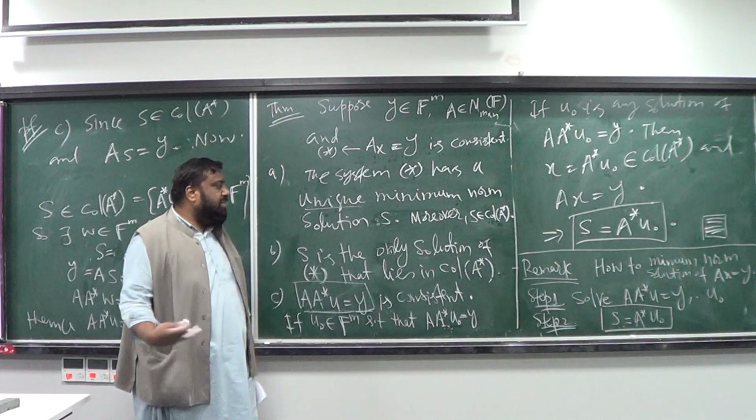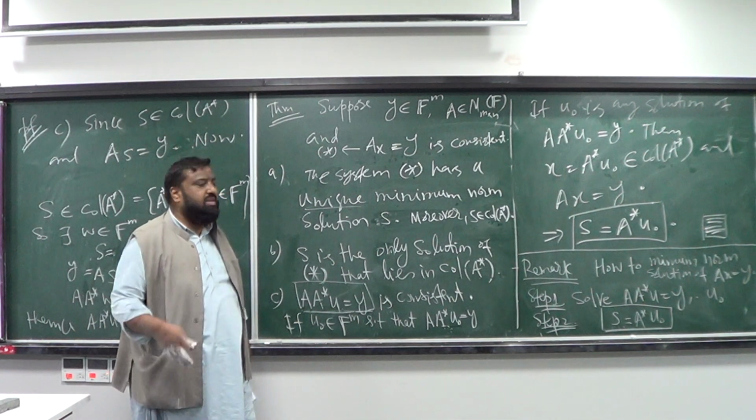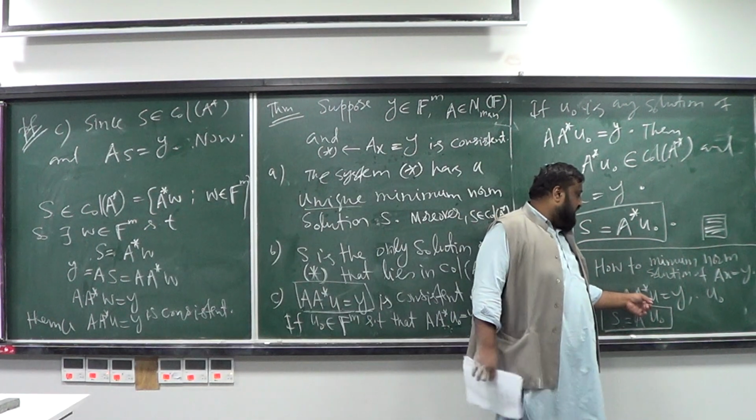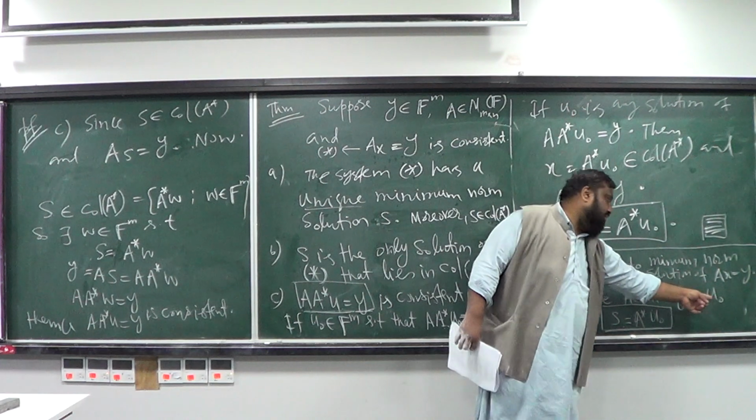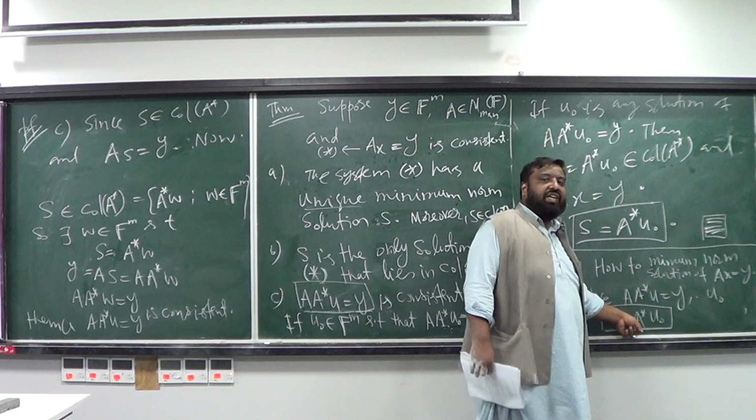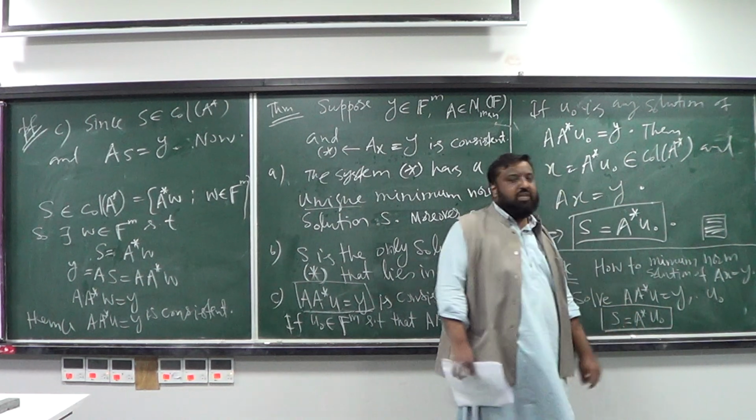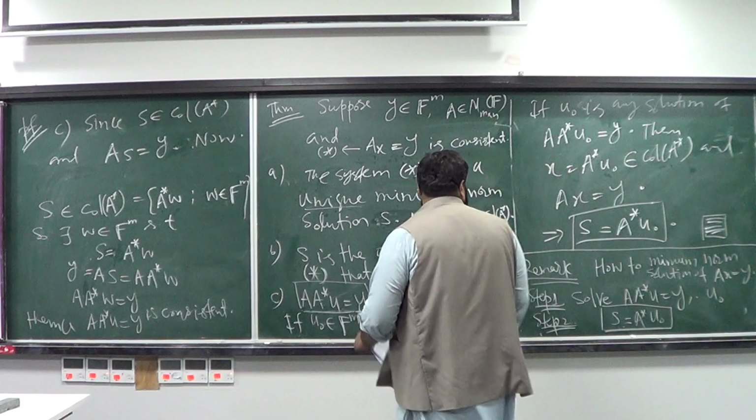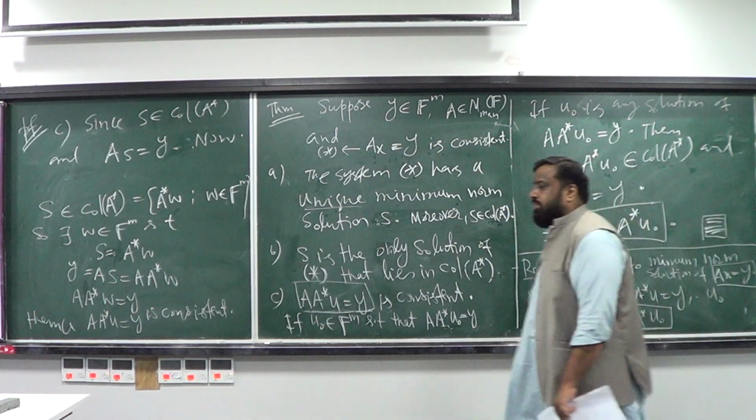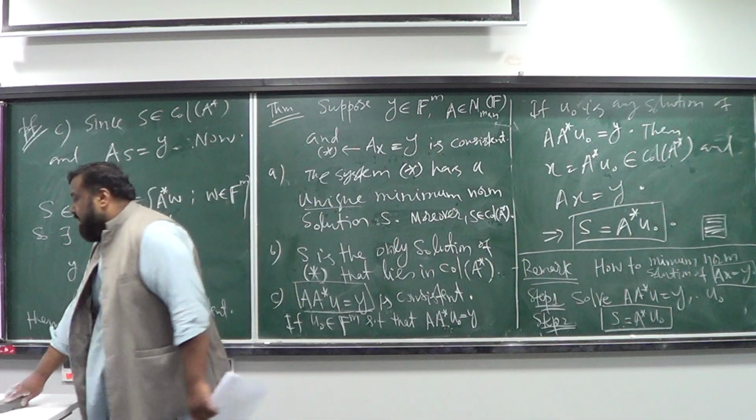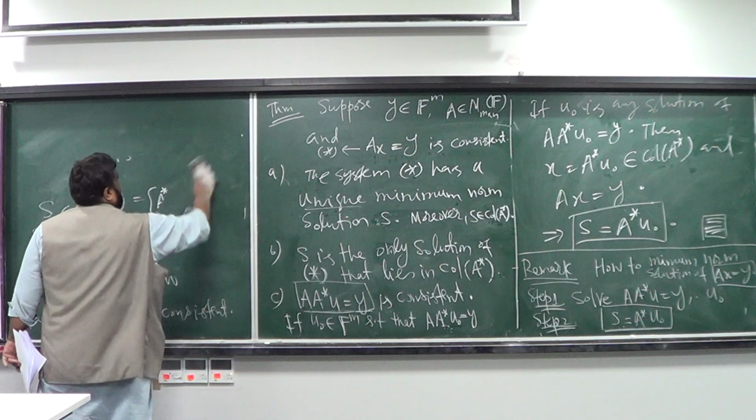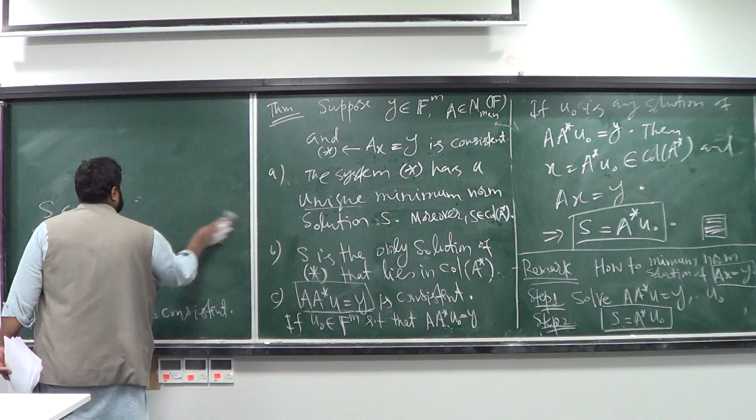So finding the unique minimum norm solution for a system is really easy. Step 1, solve this system. Step 2, say you found a solution, multiply that solution with the A star matrix, and that would be the minimum norm solution of the original equation. So let's do one example based on it.